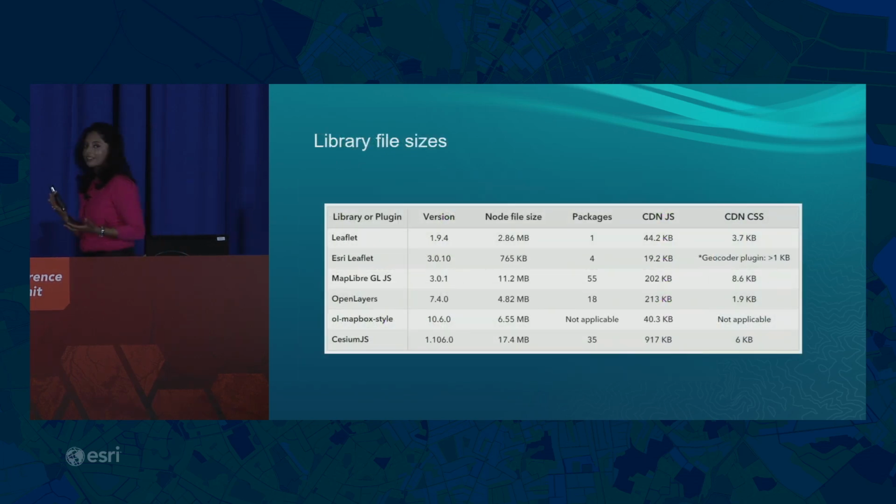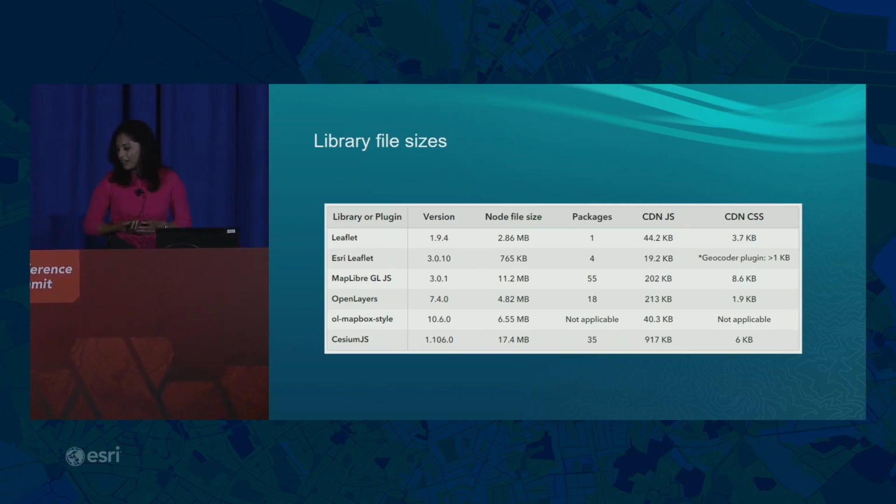Now, George and I thought this would be kind of cool to see the comparison of library file sizes. By far, Leaflet is the smallest, as well as Esri Leaflet, followed by MapLibre GL JS, and then the biggest by far is CesiumJS, but that is, of course, because of all of the 3D capabilities that it has.